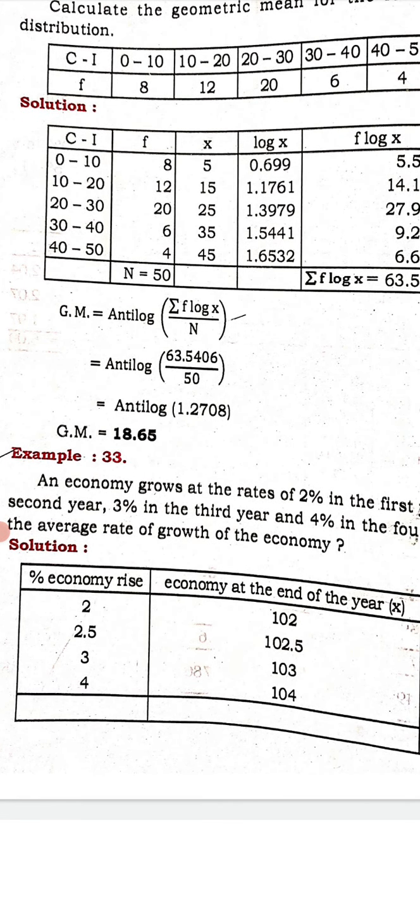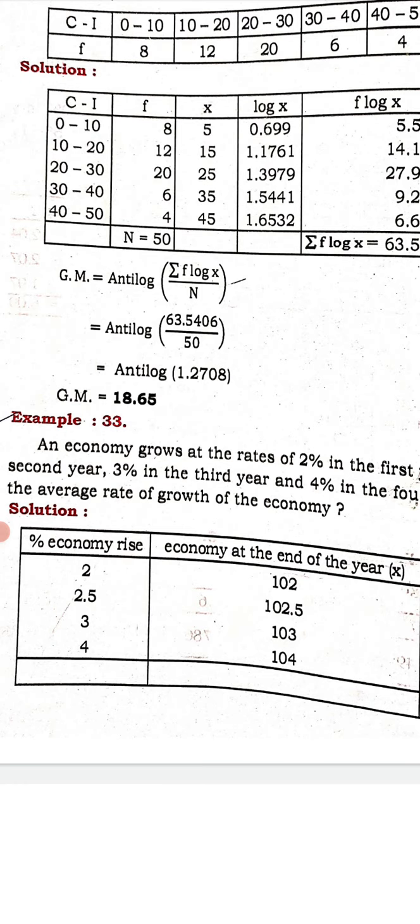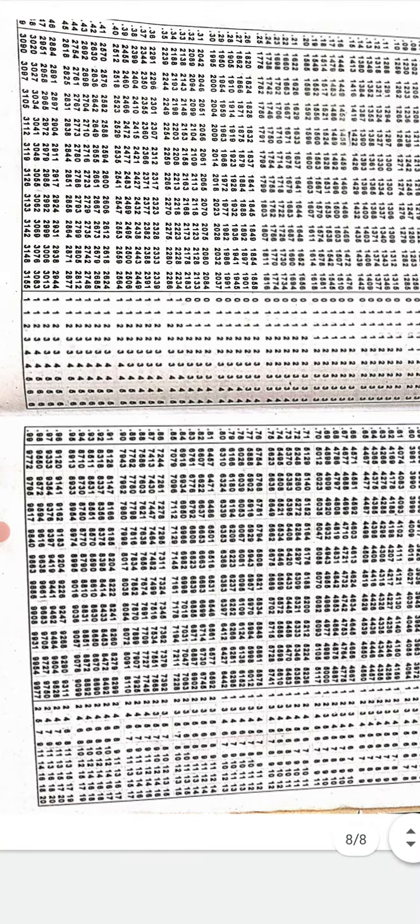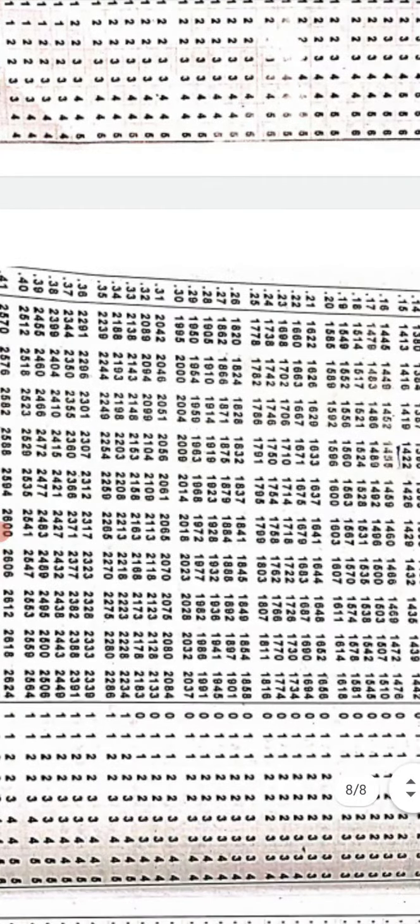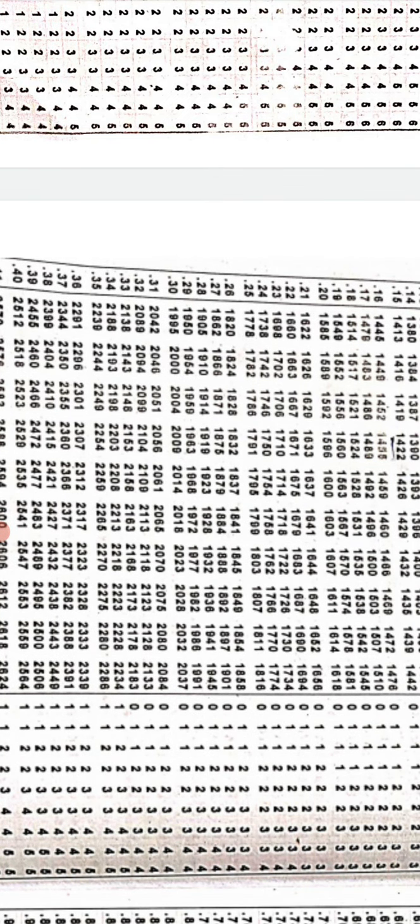Go to the anti-log table, find the 0.27 value in the zero column and add the mean difference 8. In 0.27, we have to find the 0 column. Okay, 0.270 is 1862, I guess, right? 1862.